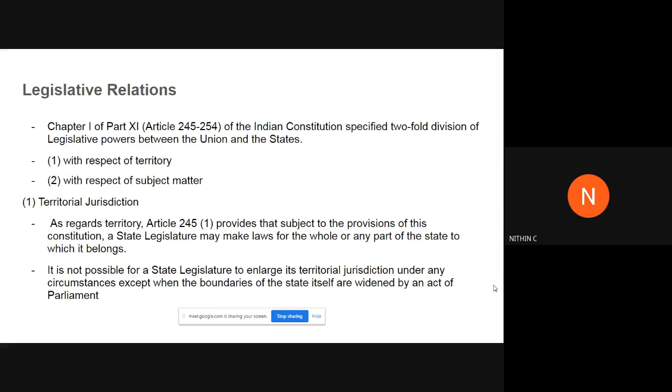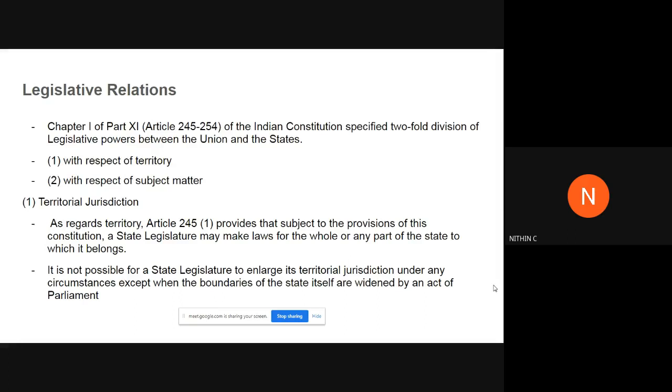So territorial jurisdiction. As regards territory, Article 245 provides that subject to the provisions of this constitution, a state legislature may make laws for the whole or any part of the state to which it belongs. അതാണ് നിങ്ങൾ ഓർത്തിരിക്കേണ്ട പോയിന്റ്. A state legislature will be creating laws for the whole or any part of the state to which it belongs. ഇപ്പൊ കേരളത്തിൽ നമുക്കൊരു ലോ പാസ് ചെയ്യുന്നത് കേരളത്തിന് വേണ്ടിയായിരിക്കും. We cannot create a law for some parts of Karnataka. അത്രേ ഉള്ളൂ ഉദ്ദേശിക്കുന്നത്. State legislature may make laws for the whole or any part of the state to which it belongs.